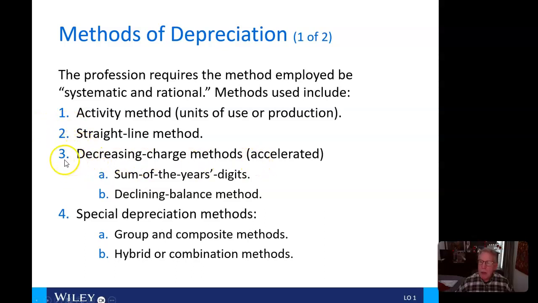We have a new one here in decreasing charge methods. This is going to be accelerated depreciation. You did not have that in the 1A or 101 course, but here we'll look at some of the sum of the years' digit methods and how we do that, and the declining balance method, which we did have in the 1A and 101 course. And then we have special depreciation methods for group and composite methods, or even hybrid or combination methods.